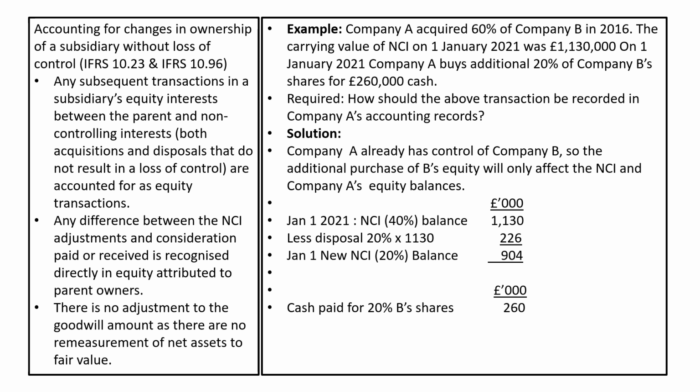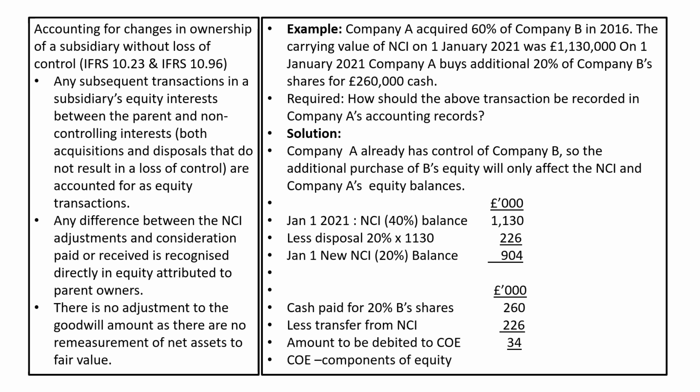The cash paid for 20% of B shares by A is £260,000, less the transfer from the non-controlling interest, which we worked out was 226,000, and therefore the amount debited to the parent's equity or components of equity is 34,000.